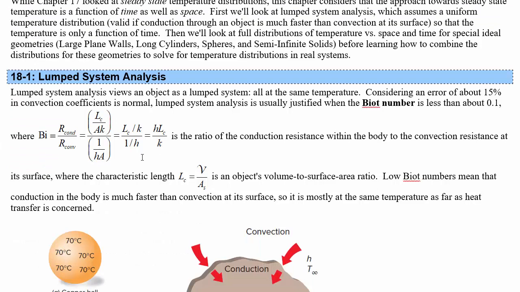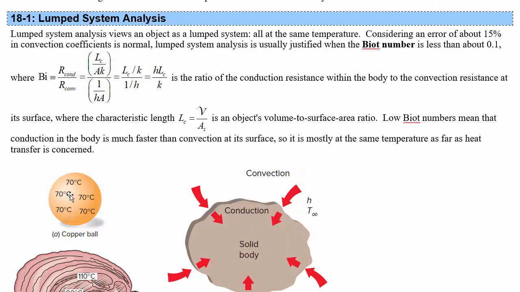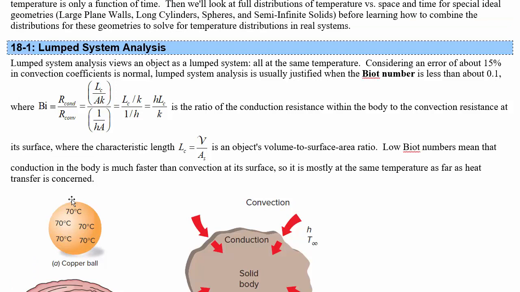Okay, first section, 18.1, lumped system analysis. Again, this is going to be valid if the temperature of the object is all uniform, and that's going to be a good approximation if the resistance to conduction through the object is much lower than the resistance to convection at the surface.